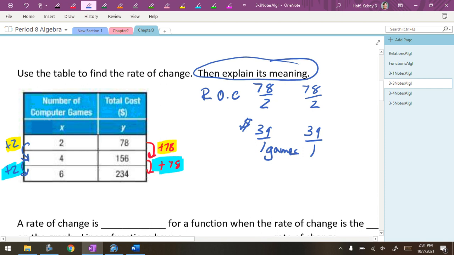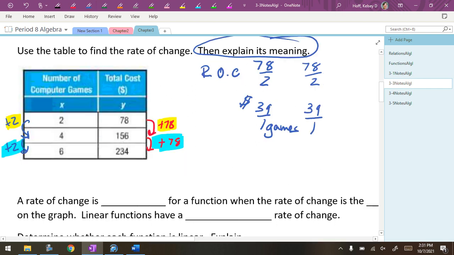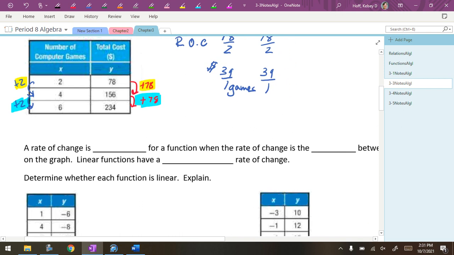Very good. And there's multiple ways you can state it. Both of you just said two different things. For every one game, it costs $39, or it's $39 per game. Either case. Is it always going to be over 1? No. Okay? It is not always going to be over 1. So that's why we just be careful. Always simplify.